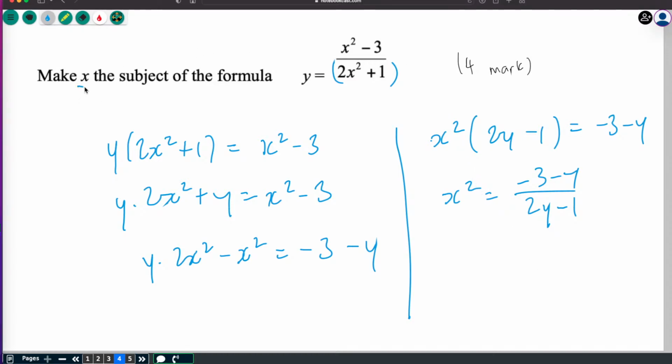So then divide by 2y take 1. And we want x, the subject, not x squared, so we still need to take a square root. So then x is going to be the square root of negative 3 take y over 2y take 1.